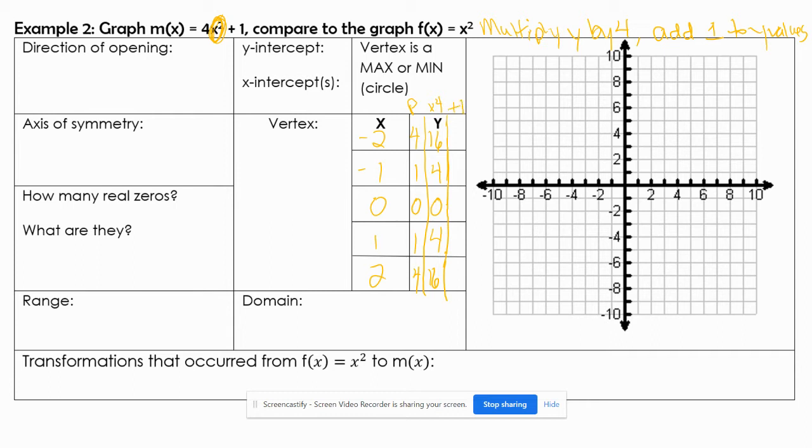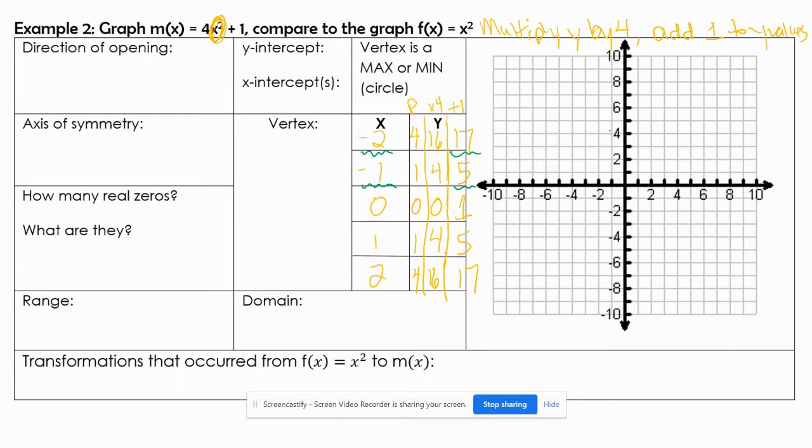And then we are adding 1. 16 plus 1 is 17. 4 plus 1 is 5. 0 plus 1 is 1. 5 and 17. So graphing this, we're using the ordered pair 2, 17. Well, that's way off this graph, so I'm not going to be able to graph that.